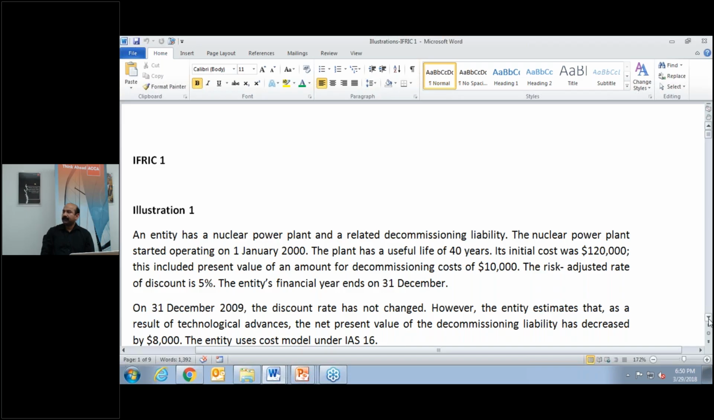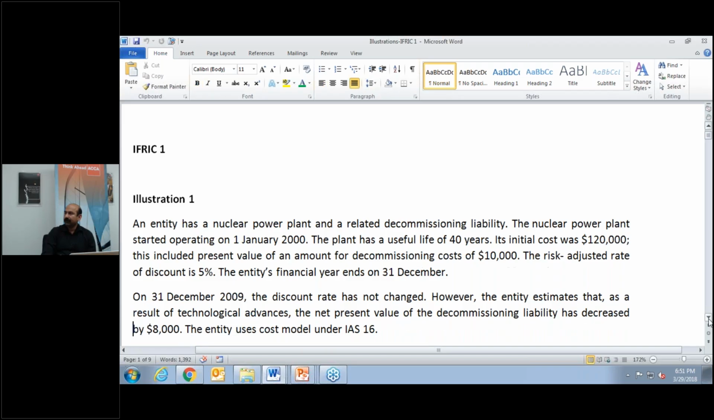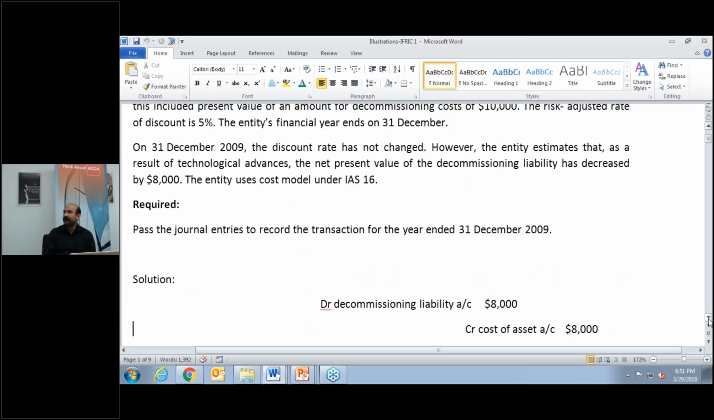Here they have calculated for us the present value of the decommissioning liability that is reduced by 8,000. So our entry will be, because the liability is reducing, debit decommissioning liability, credit fixed asset. If we have any question, we can take it down because we have entered into an unpopular area. So sometimes even an easy concept needs to be explained.